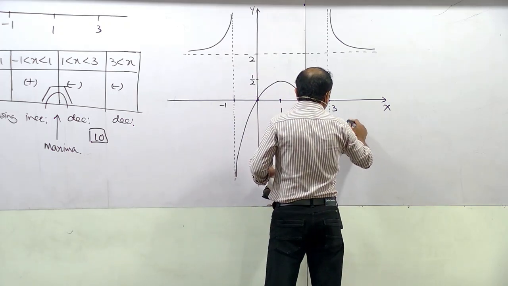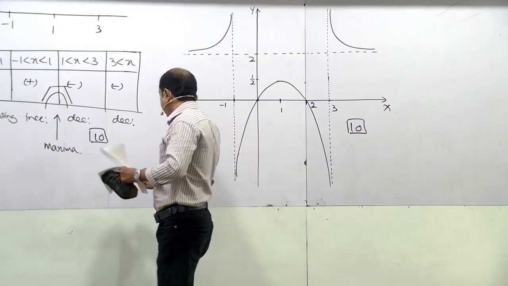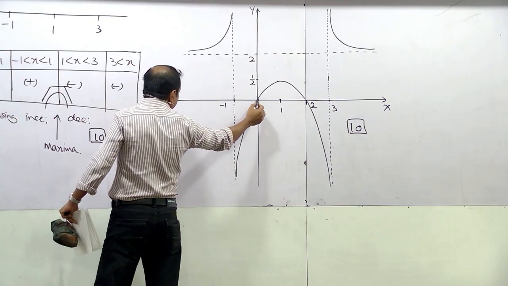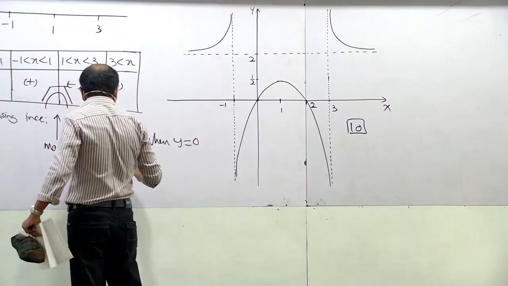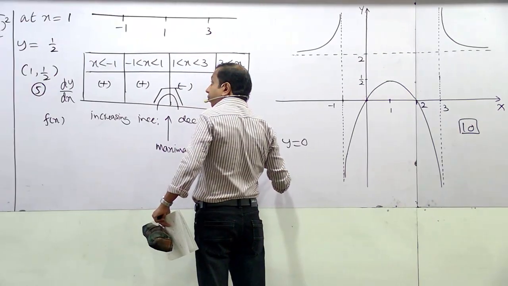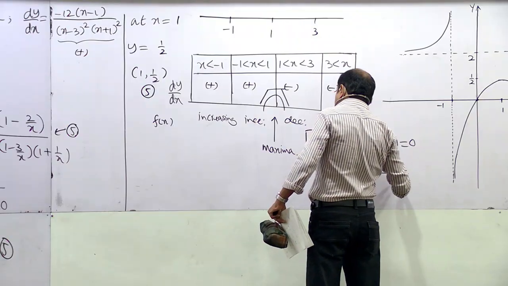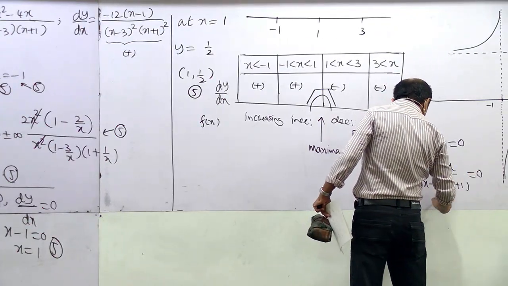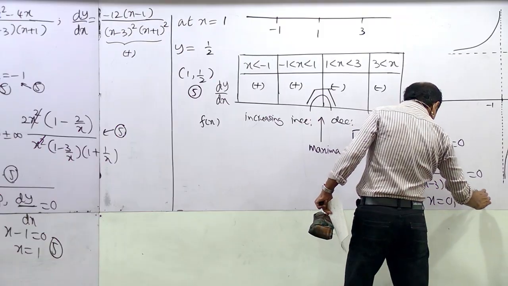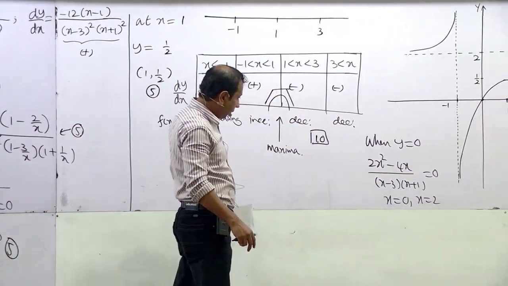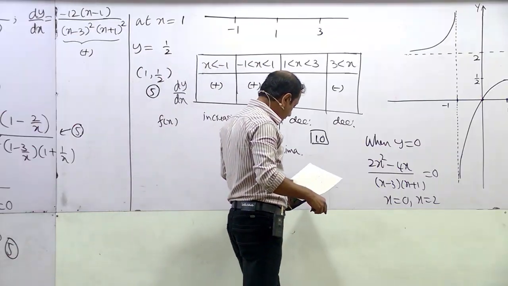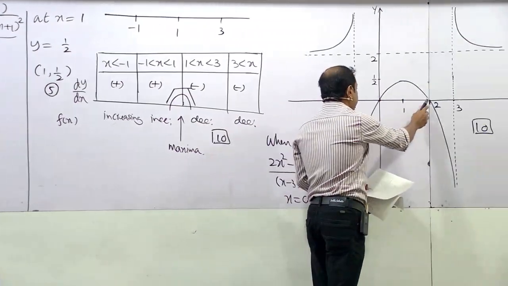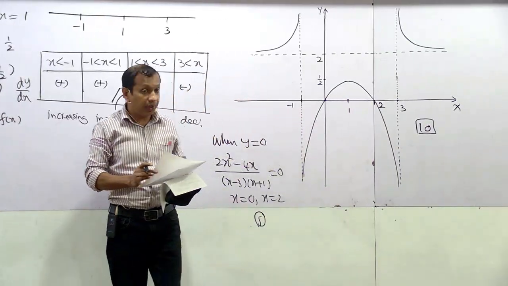For the graph 10 marks, but you should find one more thing. What's that? When y equals 0. That means I am finding these points. When y equals 0, means 2x squared minus 4x divided by x minus 3 times x plus 1 equals 0. What do you get there? x equals 0, x equals 2. The 2 points we found. For this also 5 marks given. This is a sketch for the whole graph, 10 marks.